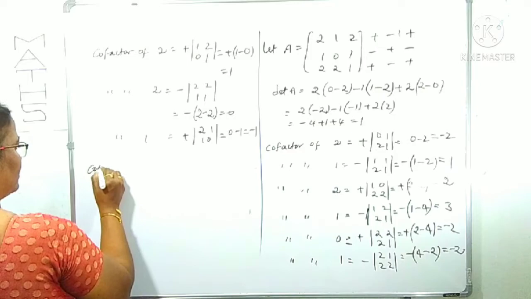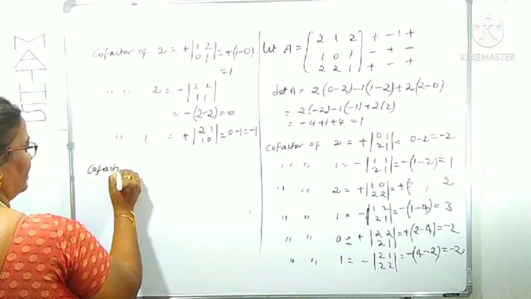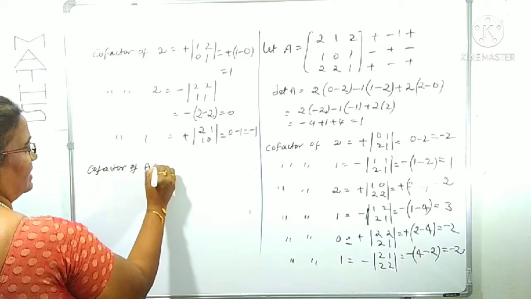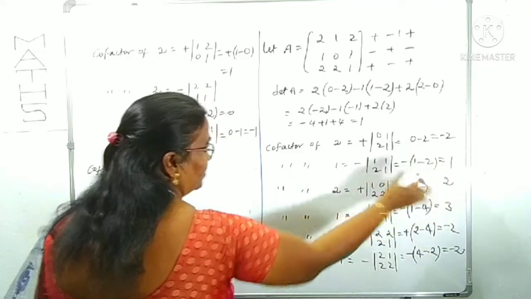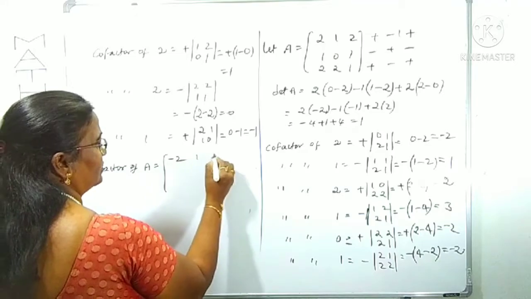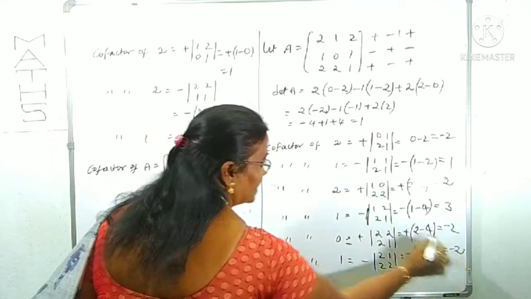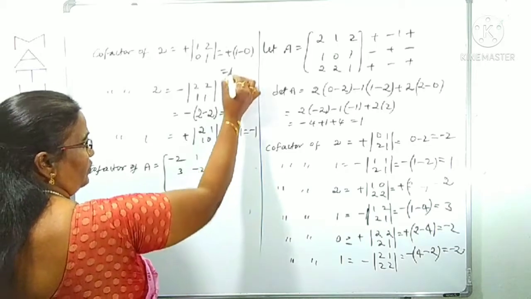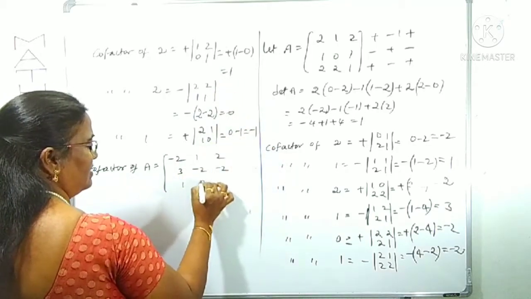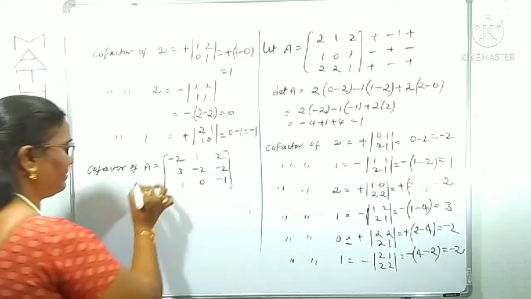These elements are replaced by their corresponding cofactors carefully. It is called the cofactor matrix of A. Totally we can write the elements. First row: minus 2, 1, 2. Second row: 3, minus 2, minus 2. Third row: 1, 0, minus 1. This is the cofactor of A.